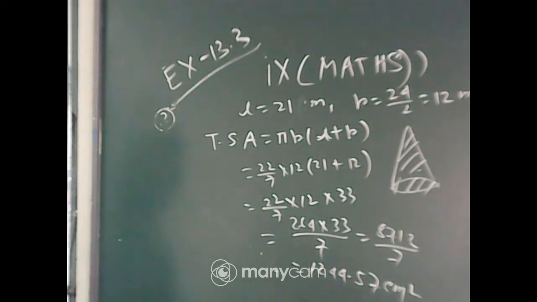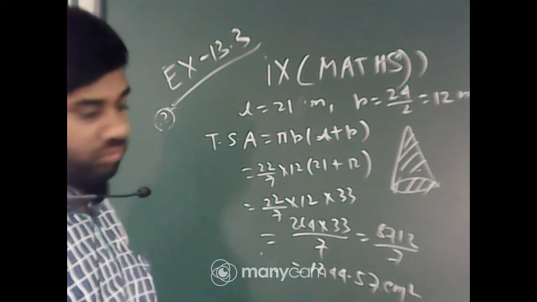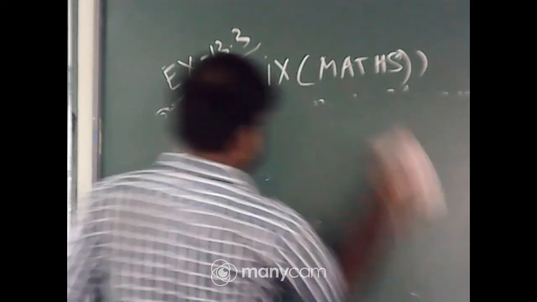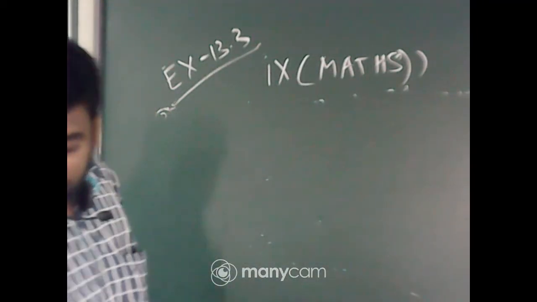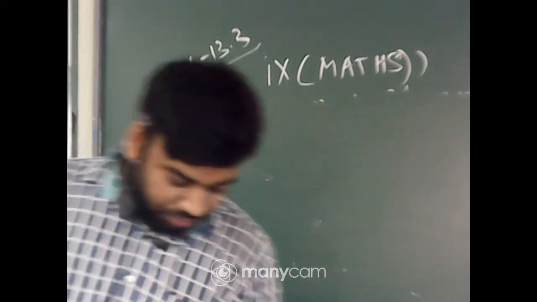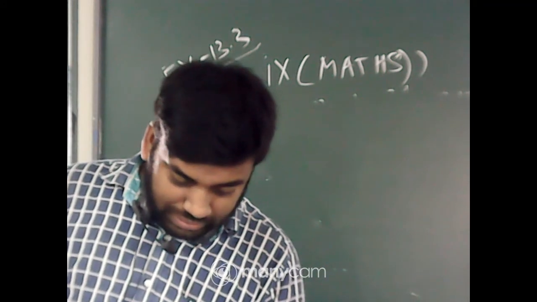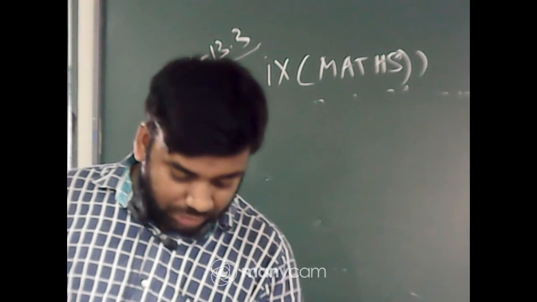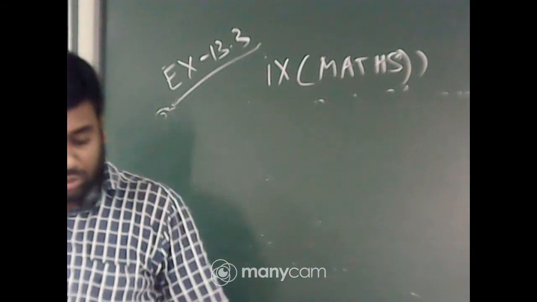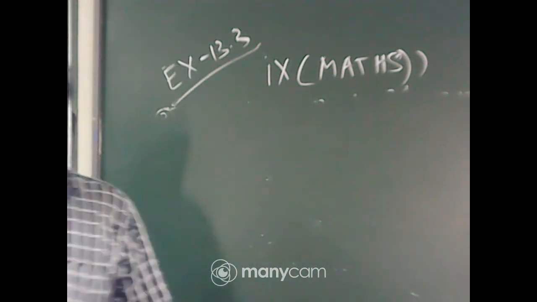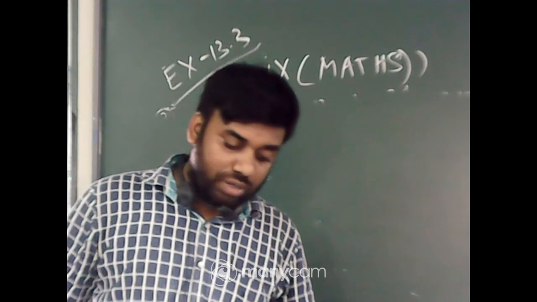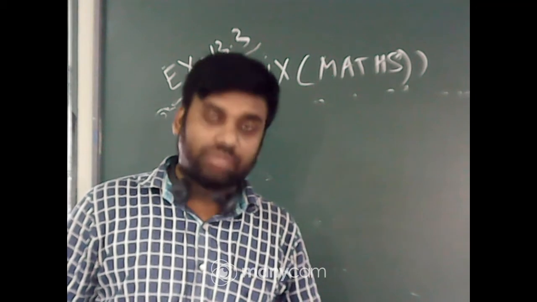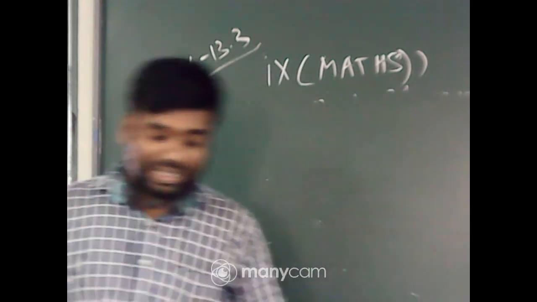Okay, now moving on, question number 3. CSA of a cone is 308 centimeter square. If the slant height is 14 centimeter, find the radius of the base and also the TSA. Here 2 parts are asked. First you have to find the radius, then after evaluating the radius, we can calculate the total surface area of that cone.